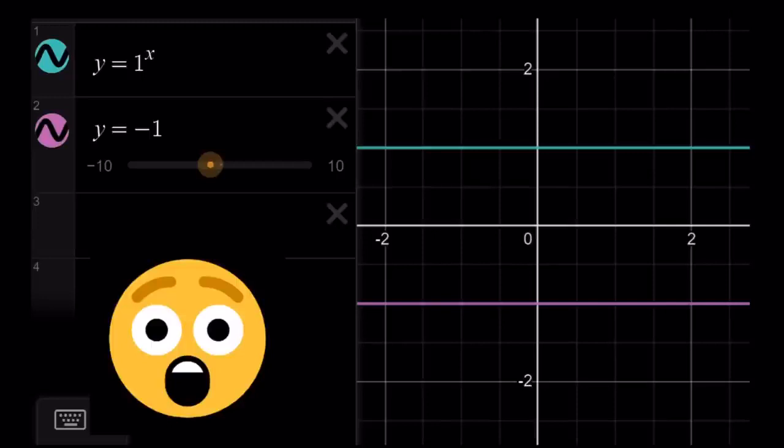Why? Because 1 to the power x equals 1, and -1 and 1, those are horizontal lines. They never intersect. Well, they intersect at infinity, but that's not a number. We can't reach there, so on and so forth. So there's no intersection point in the real world.